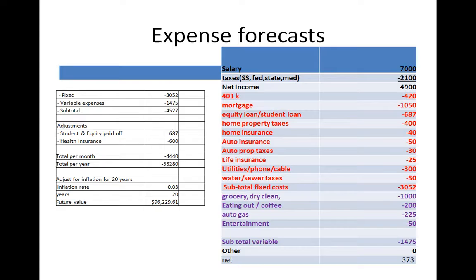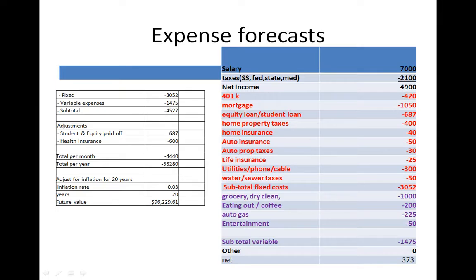$4,527 to live off. But then you can say, well, maybe by 20 years she will have paid off her student loan and her equity loan, so let's say we don't need that. But right now she has got health insurance from work, so she may have to pay for it. So that would have to be added to it. So now her total monthly will be minus 440. Or if I do that by year, she will need $53,280 to live off.